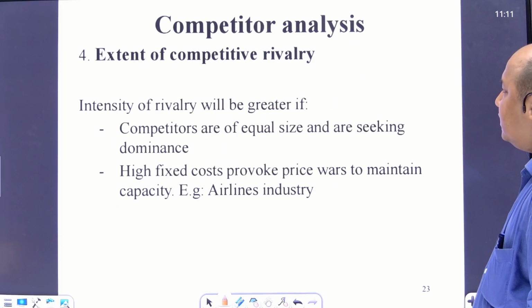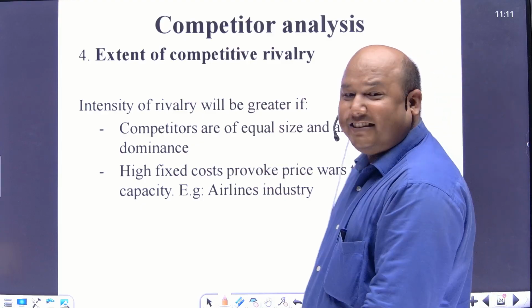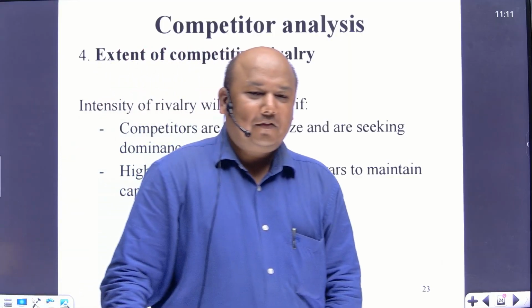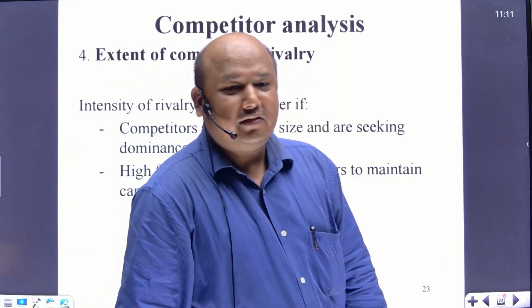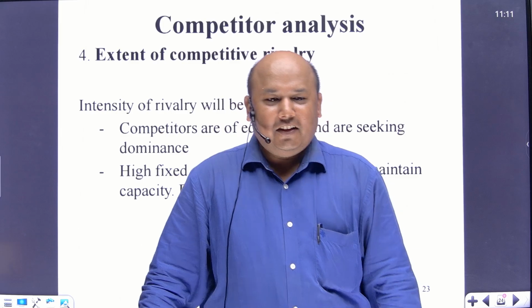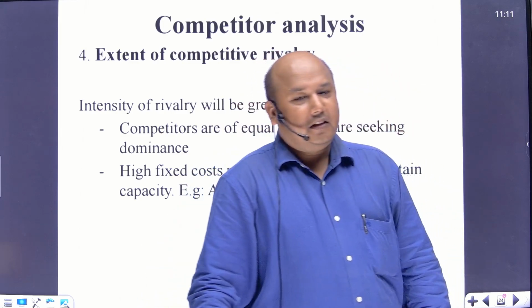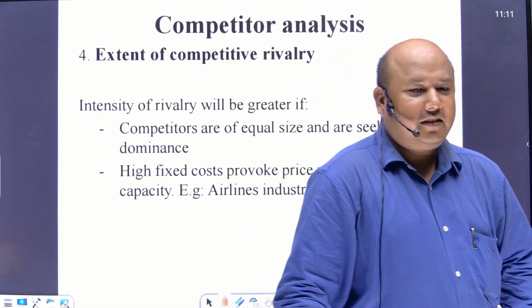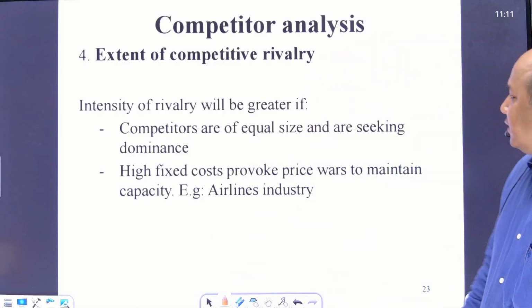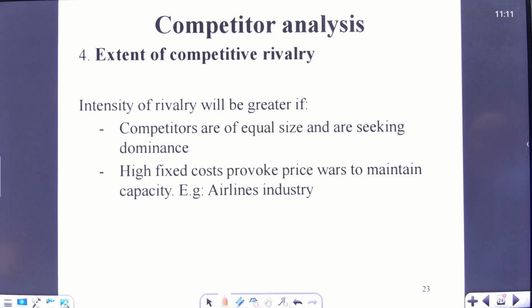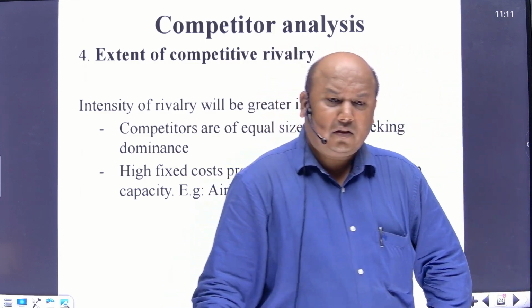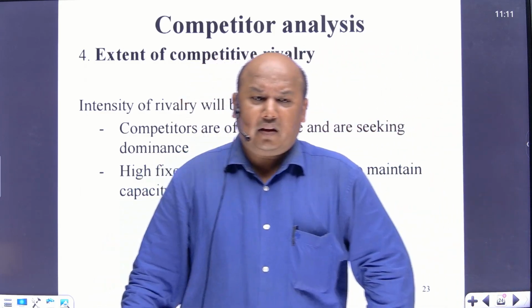Extent of competitor rivalry in the industry. So rivalry is also very much important. When we see the various brands, they fight in the boardrooms, they fight on the TV channels. When we are seeing the ads, you can see Coca-Cola and Thums Up fighting with each other. Colgate, Pepsodent, and others are the rivalry companies. Equal size and seeking dominance, high fixed costs provoke a war of maintaining capacity, especially in the airlines industry. Some airlines vanished because of that. Cost per customer is very high.